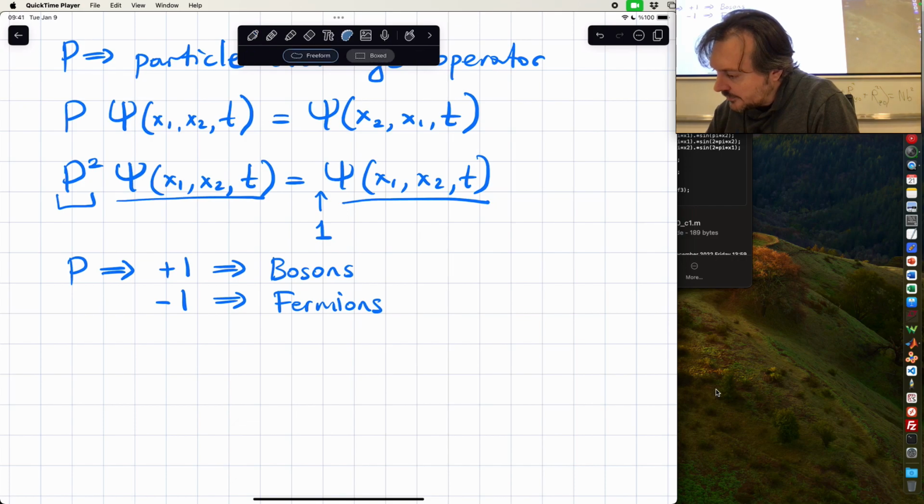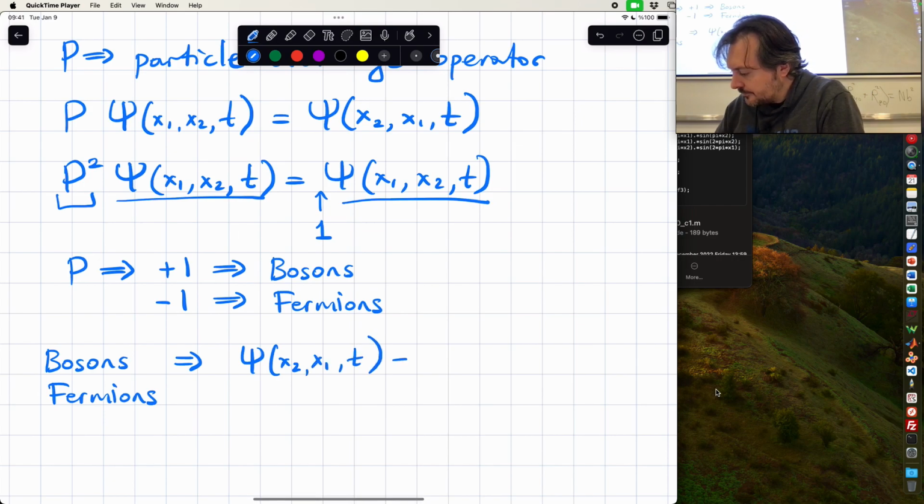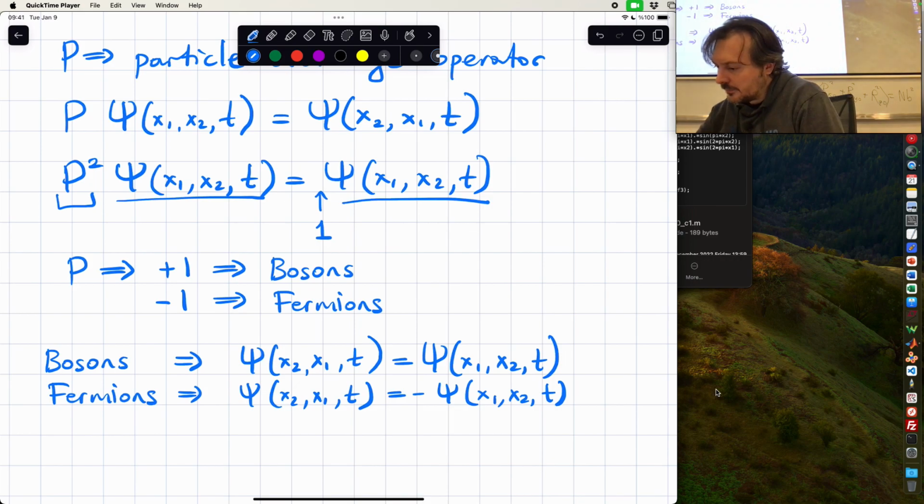It means that, let me just copy this. There are two types of particles. Bosons under exchange of coordinates, their wave function would go to the same value. So their wave function needs to be symmetric. And fermions, for fermions, it needs to be anti-symmetric. Okay? So we call this one symmetric. Let me write it down here. This is symmetric, and this is antisymmetric.